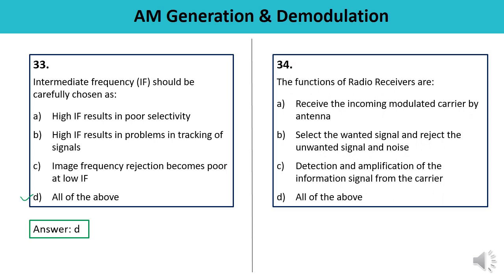Question number 34. The functions of radio receivers are: receive the incoming modulated carrier by the antenna. Yes, it does. Second, select the wanted signal and reject the unwanted signal and noise. Correct. Third is the detection and amplification of the information signal from the carrier. So radio receiver performs all these three tasks. It means here the answer is D.